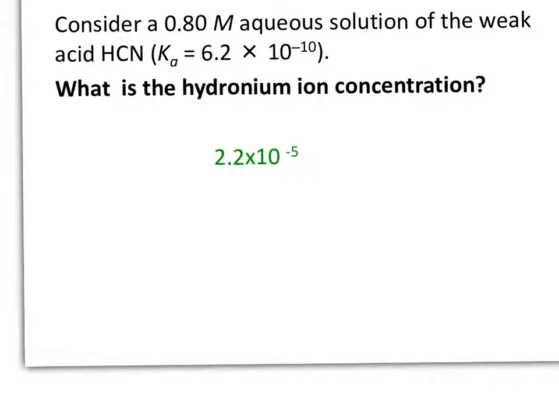K is for equilibrium. Strong acids go to completion. If they give you a Ka and you forget your strong acids, that's a good point. What if they give you a Ka for a strong acid? Remember, strong goes to completion. The Ka is going to be greater than 1.